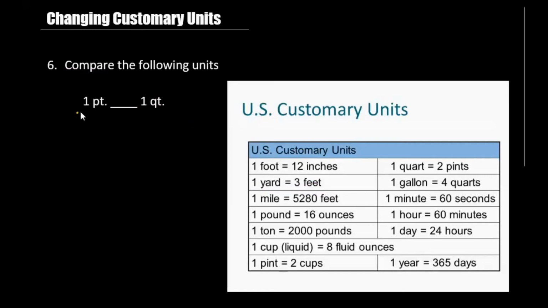Now we have 1 pint and 1 quart. Here, it says 1 pint equals 2 cups, but we want to see how many pints 1 quart is. It says 1 quart is equal to 2 pints. The answer is pretty obvious now. 1 is less than 2, because right here it says 1 quart, but we only have 1 pint. It needs 2 pints to make a quart. So 1 pint is less than 1 quart.